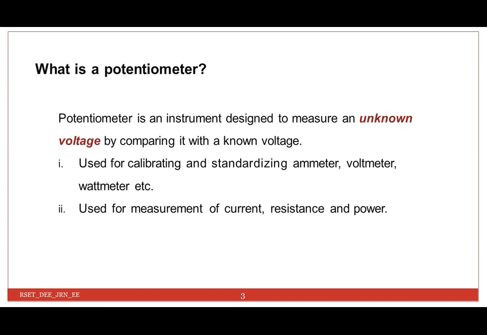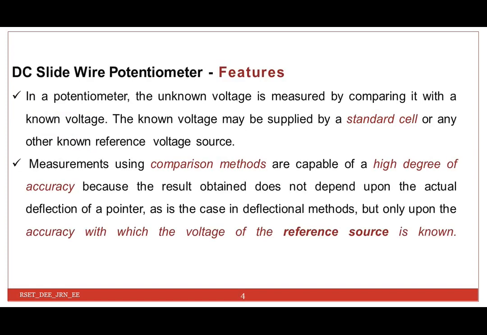Now what is a potentiometer? A potentiometer is an instrument designed to measure an unknown voltage by comparing it with a known voltage. It is used for calibrating and standardizing ammeters, voltmeters, wattmeters, etc. And it can also be used for the measurement of current, resistance and power.